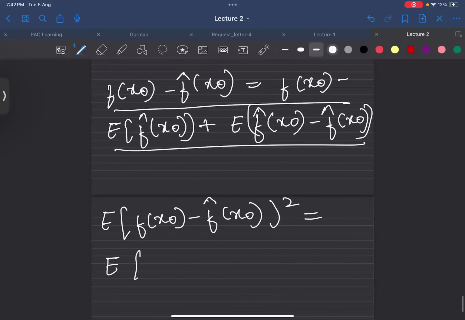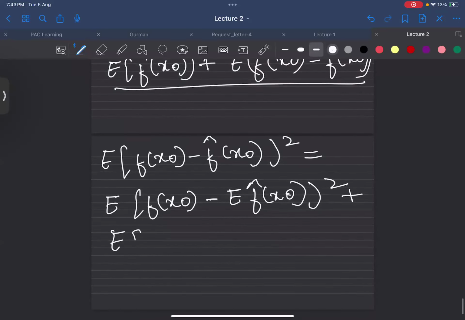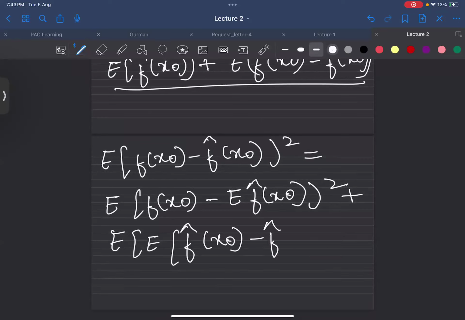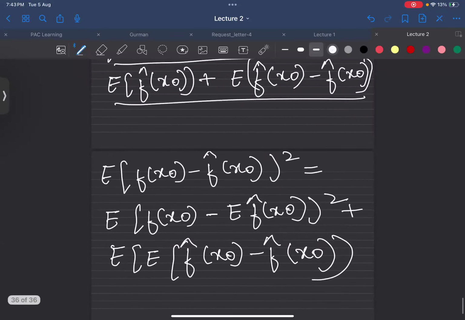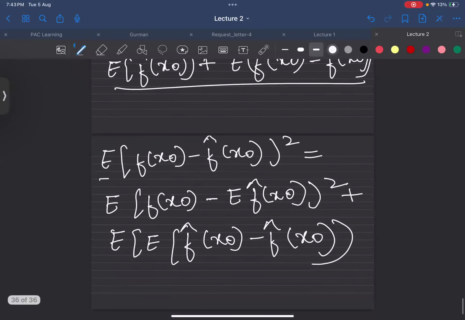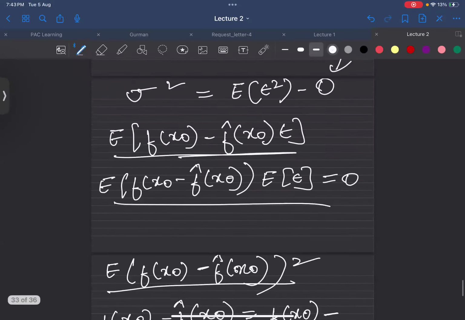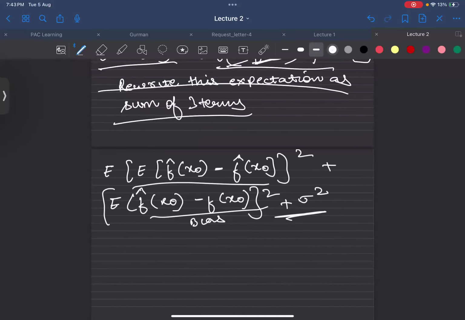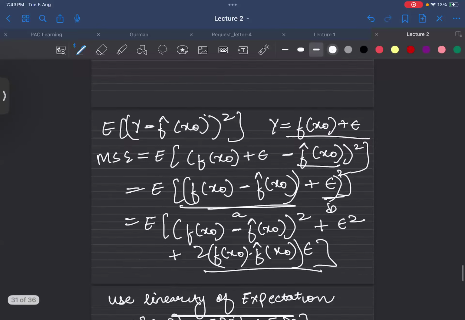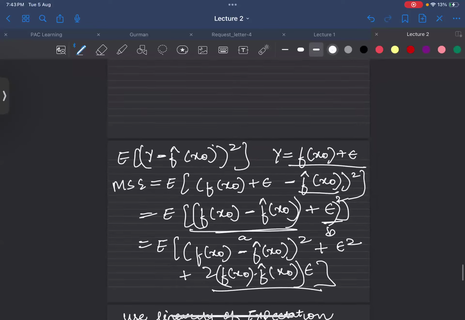So again, f(x0) minus the expectation of f bar(x0), squared, plus the expectation of f bar(x0) minus f bar(x). So we got this value. This is equal to this one. I'll come again, don't worry. So this is equal to this one, and the middle value was equal to 0, and this is where we started.